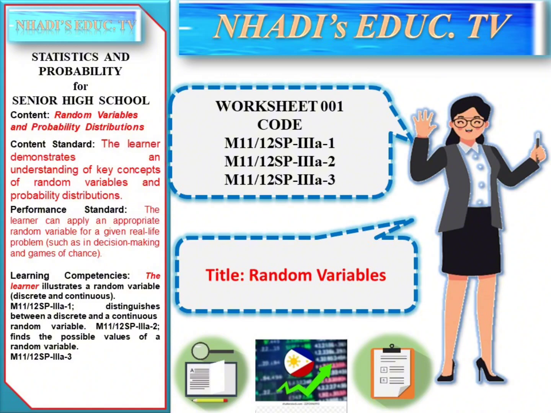Learning competencies. The learner illustrates a random variable, a discrete or continuous variable. Next, distinguishes between a discrete and continuous variable. And the third, finds the possible values of a random variable.